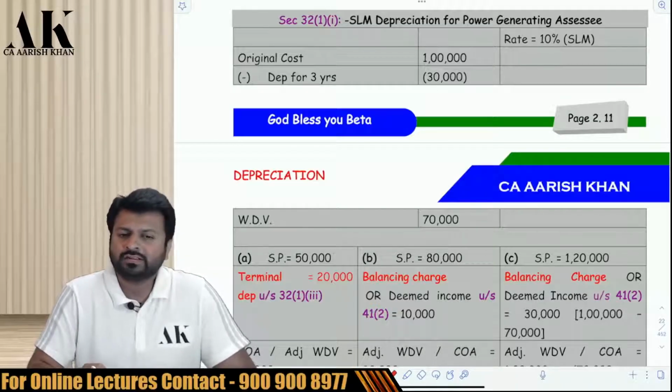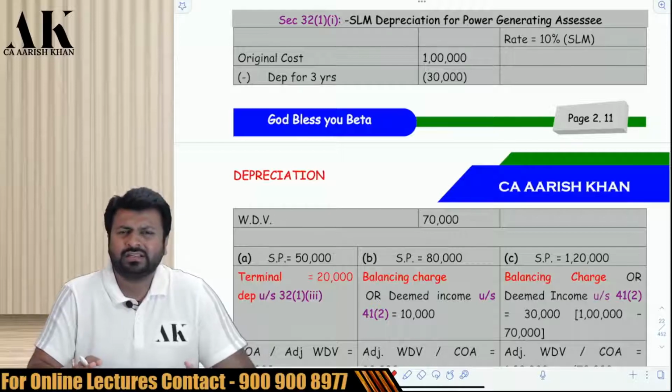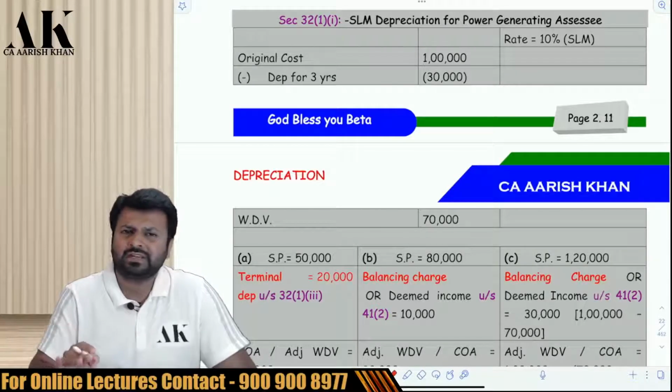Now, sir, what are the rates of depreciation? Rates of depreciation are the same. Okay, there is no change in that. The same rates for building, plant, machinery, furniture, everything is the same.